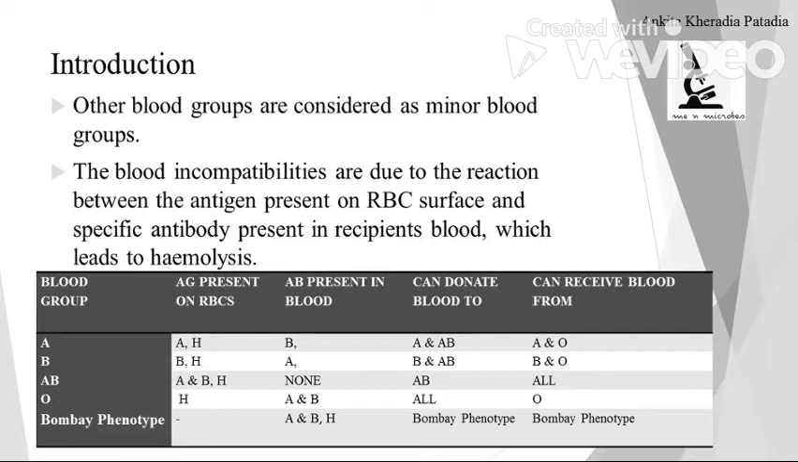In case of O blood group, antigen is not present. Only H antigen is present. A and B antigen is not present. In that case, the human's blood is having antibody against A and B antigen. Next is the Bombay phenotype. That type of RBCs are not having even H antigen. So the person is having antibody against H, A and B, all the types of antibody, and he is not having any antigen.